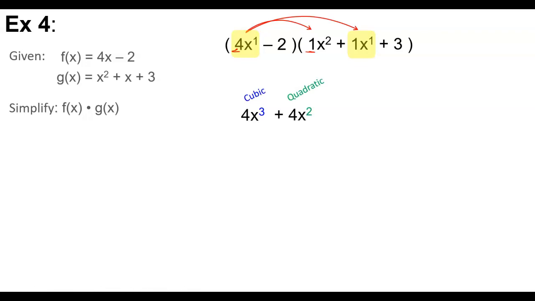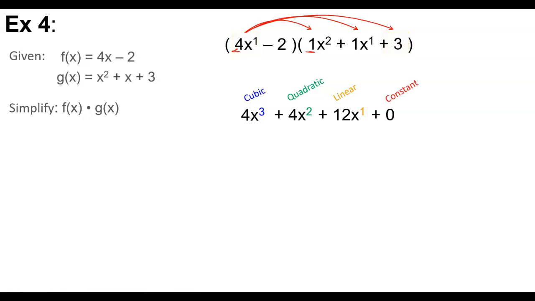Okay? And now we're going to do 4x times the last term 3. What's 4x times 3? 12. 12x. Okay, the x is still there. And there's no constant, so you could put plus 0.